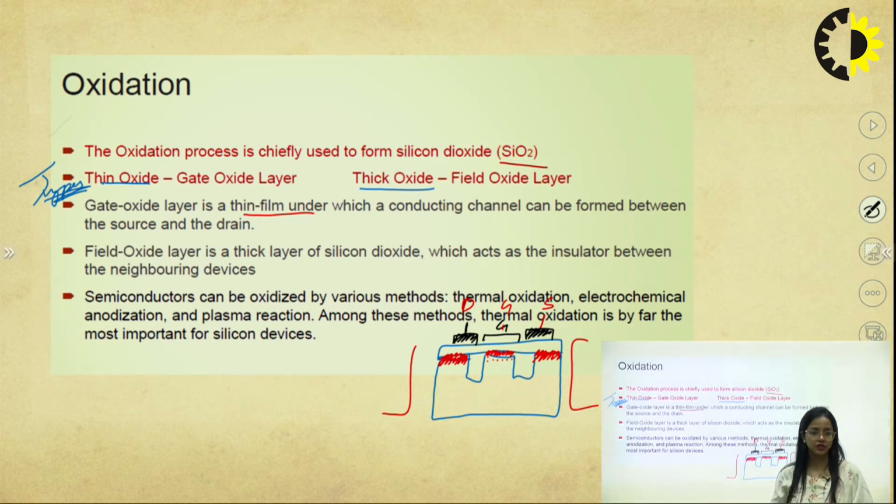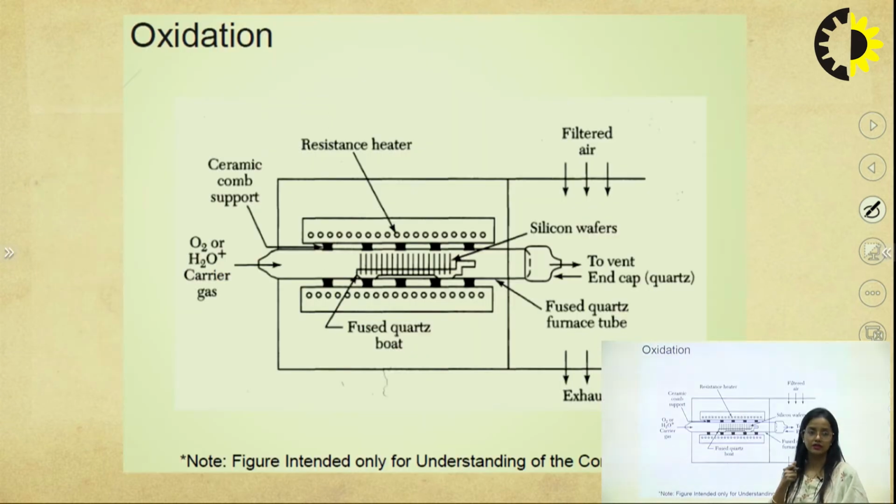Semiconductors can be oxidized by various methods: thermal oxidation, electrochemical anodization, and plasma reaction. Among these methods, thermal oxidation is by far the most important for silicon devices. So here we are trying to show a chamber. In this chamber, the process of oxidation will be carried on. So first we will try to understand the setup.